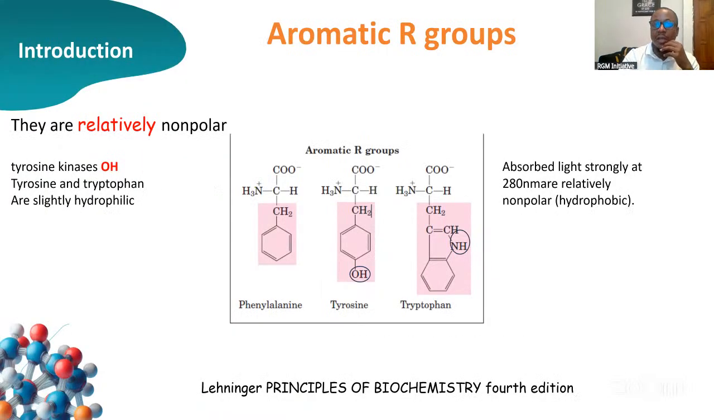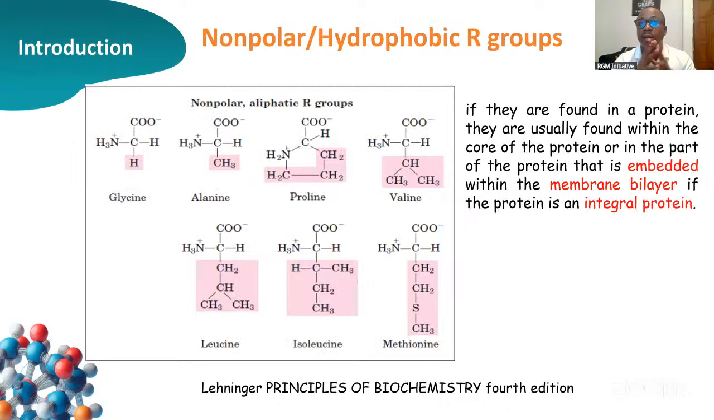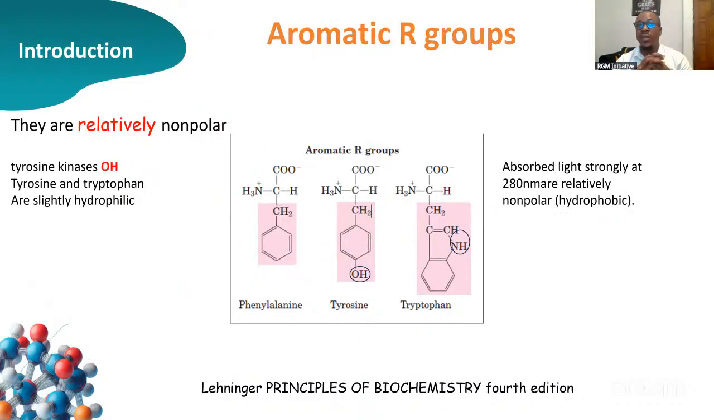Somebody asks for examples of nonpolar amino acids. These are the examples of nonpolar amino acids: glycine, alanine, proline, valine, leucine, and methionine. Now we have the aromatic amino acids.